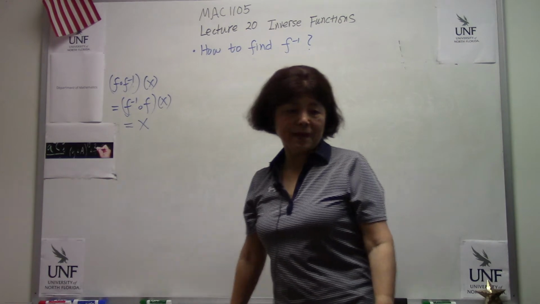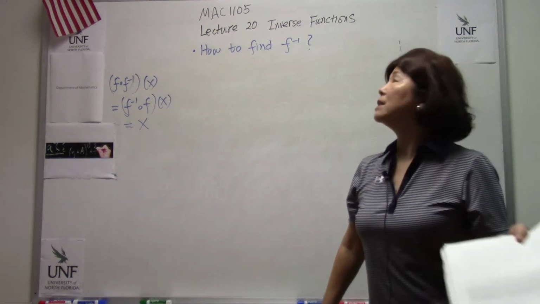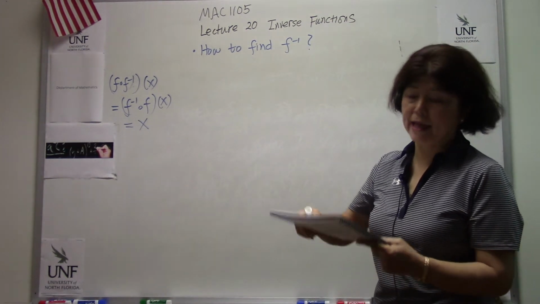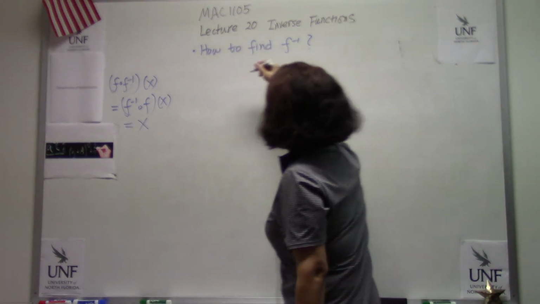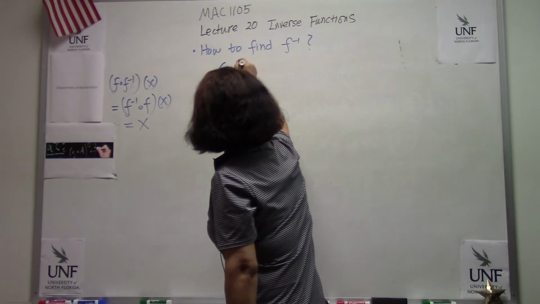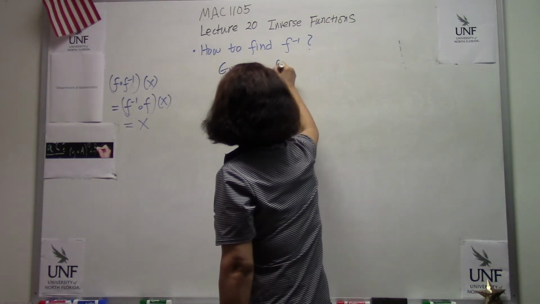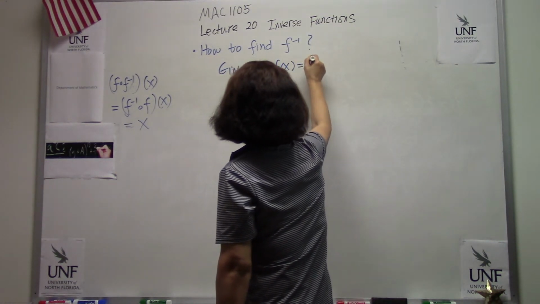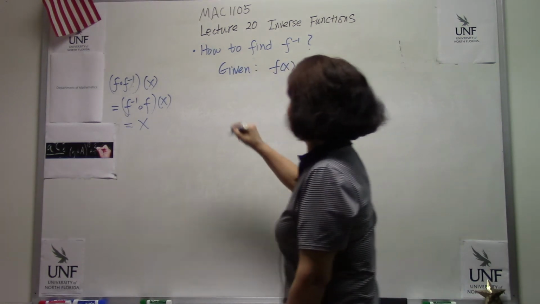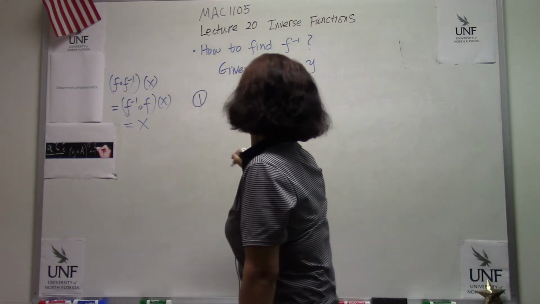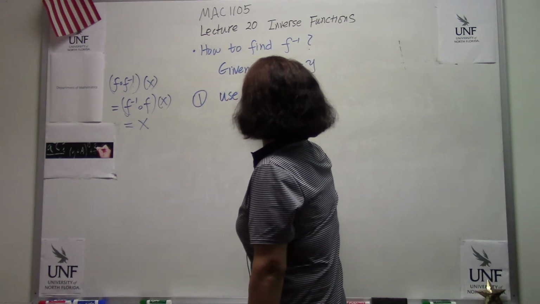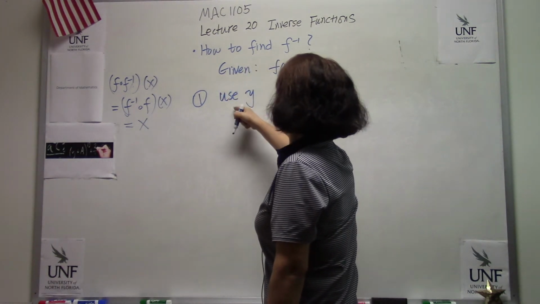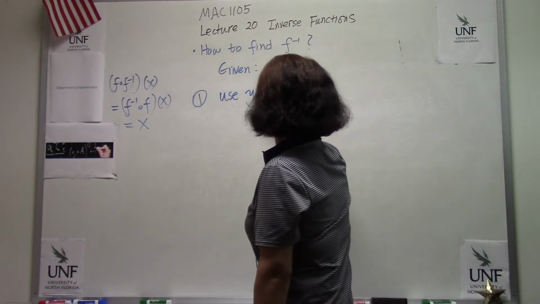Okay? How to find f inverse. That means the function is already one-to-one. That part is given. What is given over here is f of x, which you can say is y. So the first step is to use y instead of f of x, y to replace f of x.